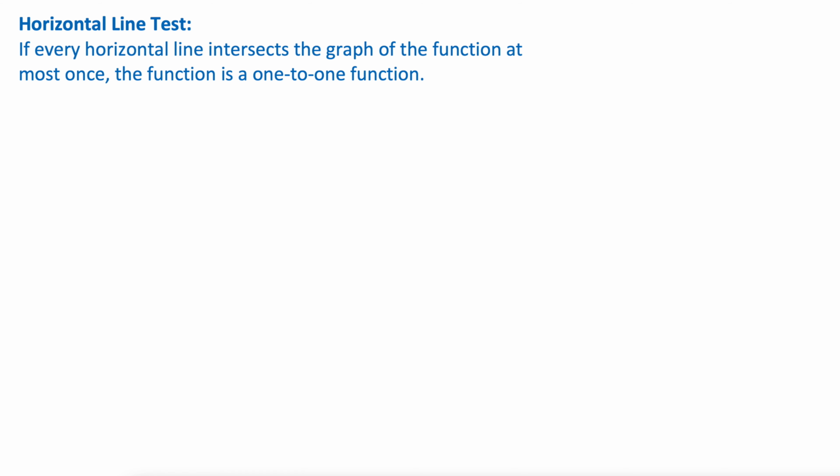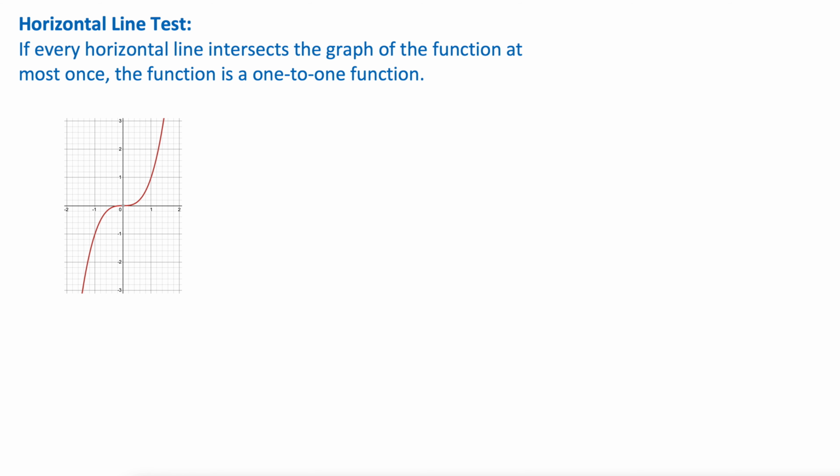It's called the horizontal line test. It's kind of fun, and it goes like this. If every horizontal line intersects the graph of the function at most once, the function is a one-to-one function. Okay, so let's take a look with a few examples.